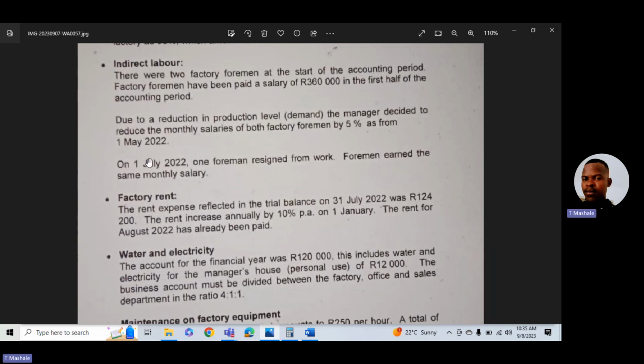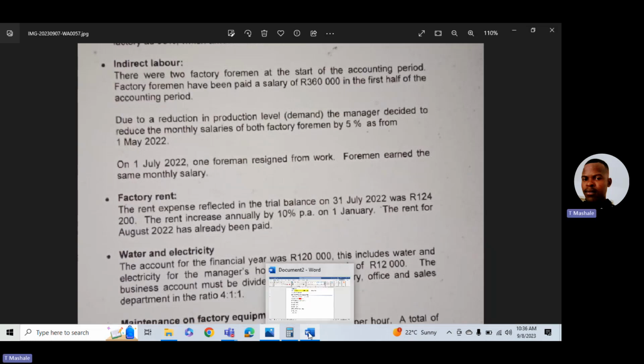So that means for July, this person cannot be paid. Why are we saying the person cannot be paid? Because he has resigned on the 1st of July, not on the 31st. You need to be careful there. If the person resigns on the 1st of the month, the person cannot be paid. But if the person resigns at the end of the month, therefore the person needs to be paid and needs to be on the payroll.